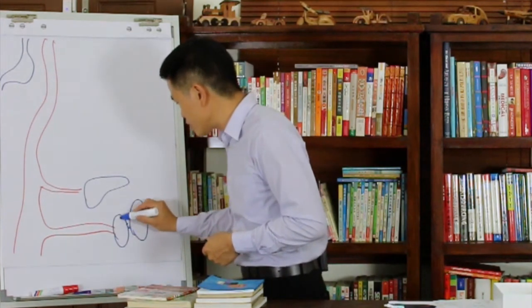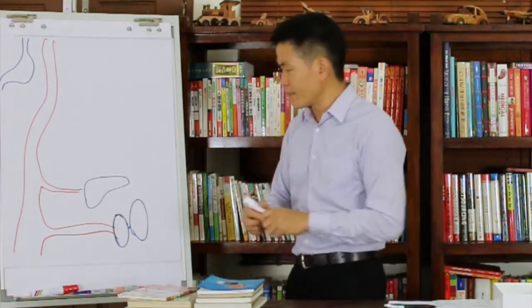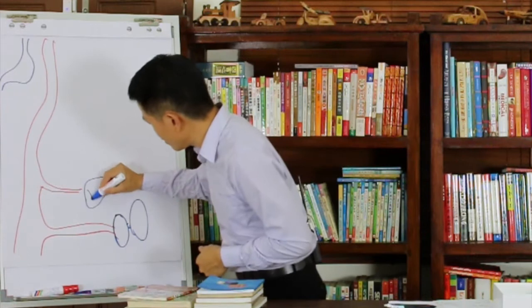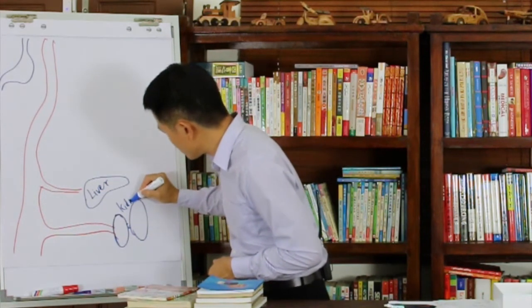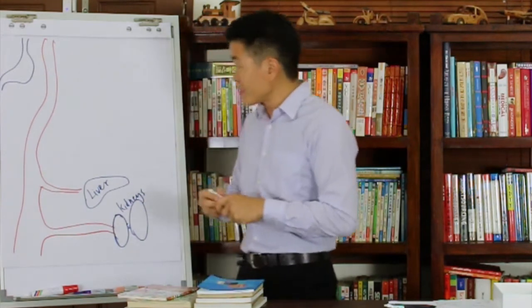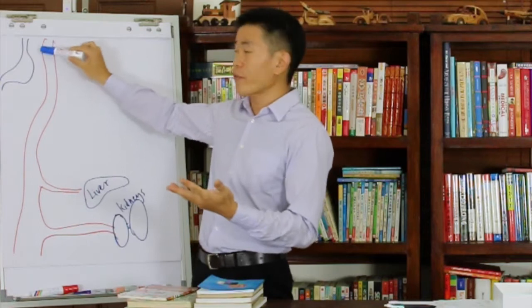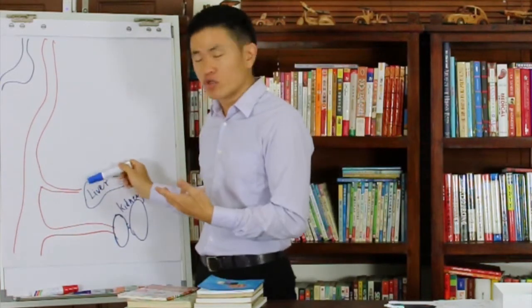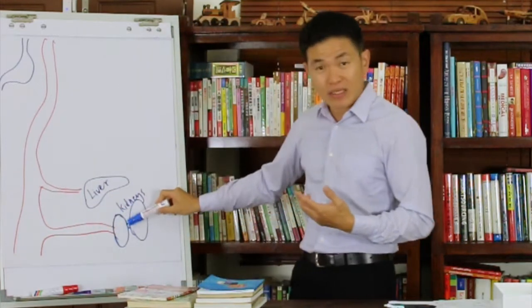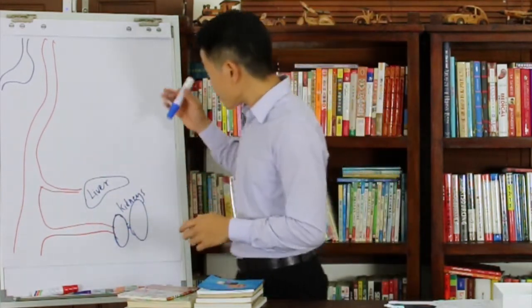This is your kidney. Sorry about the drawing, just so you get the idea. This is the liver, and this is the kidney. This is the standard pathway. You take in too much purine, the purine is sent to the liver and broken down into uric acid, and then the uric acid is sent to the kidney, and you pee out the uric acid. That's it.